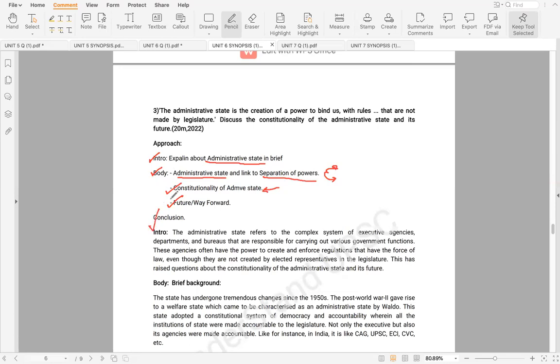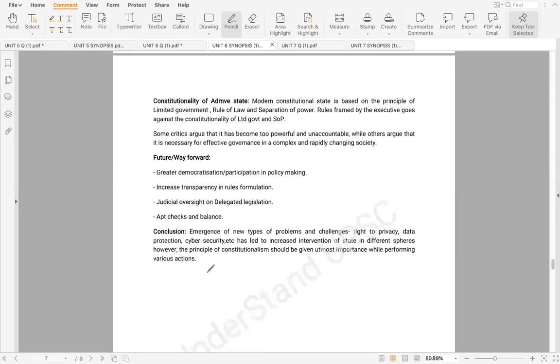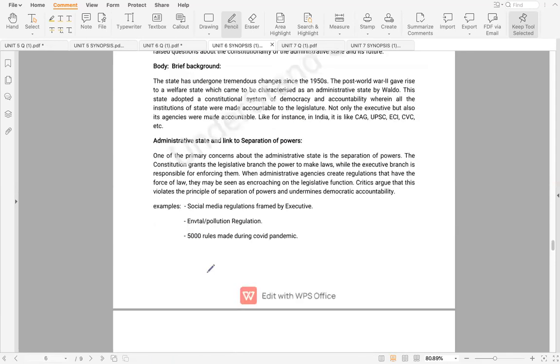We'll finally then move towards the conclusion. So 20 markers, so we'll keep it a little explanative, right?